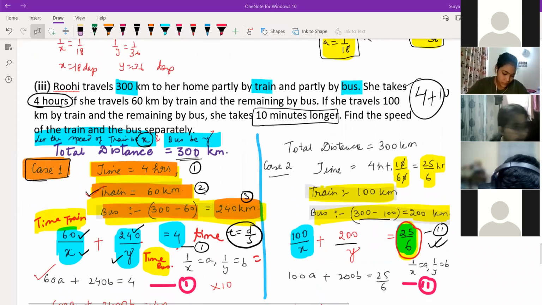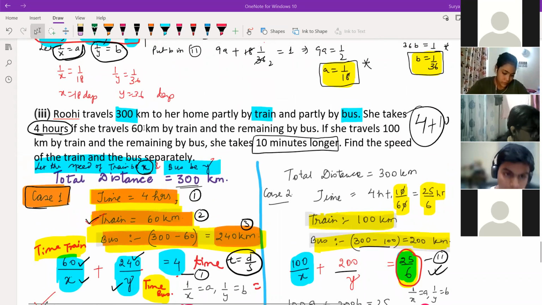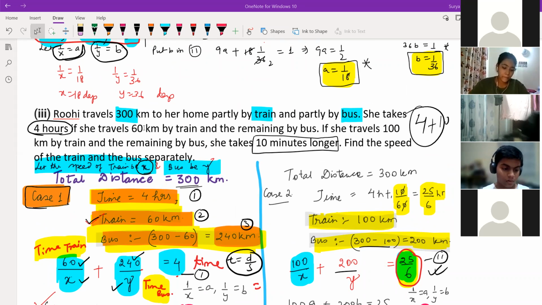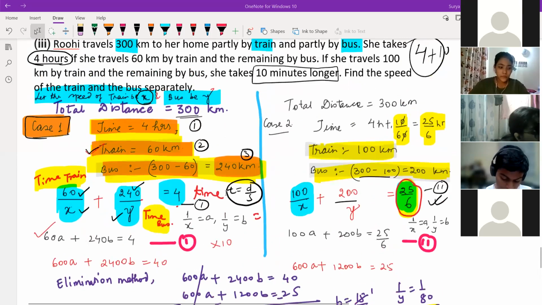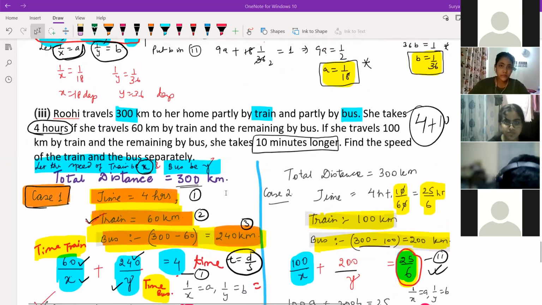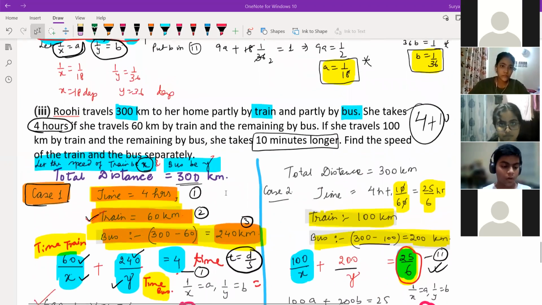So 60 by x, 240 by y. Anyone getting the answer? Fast, fast. That's why, if you know linear equations in two variables by any method, then only you can do this, right? That I already taught you. Is x 54? No, x is 60, and y is 80.